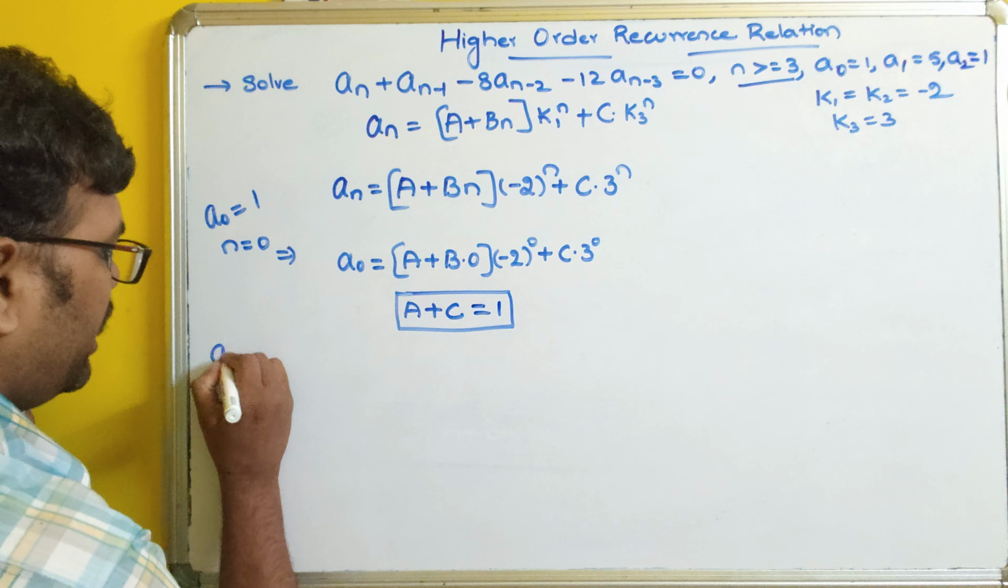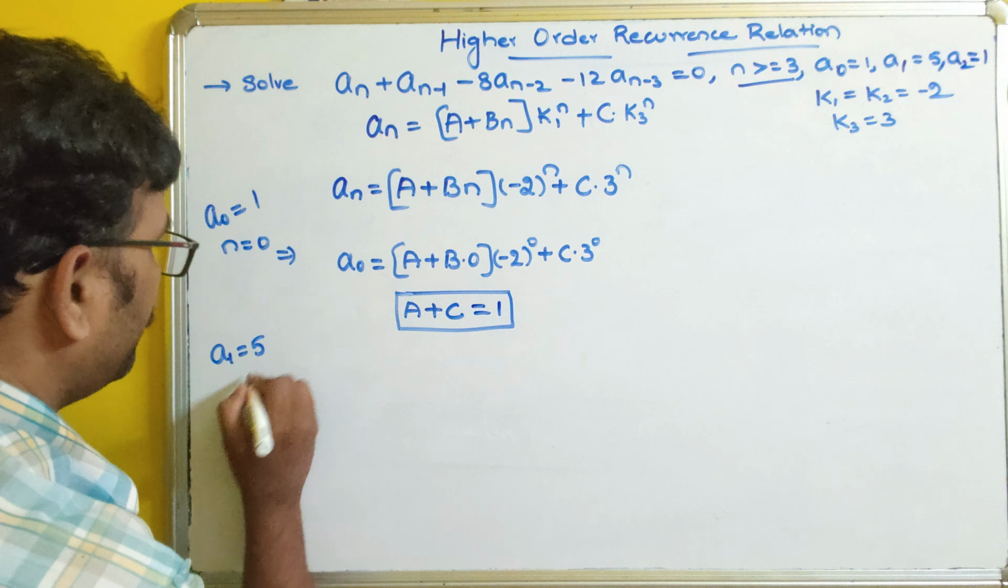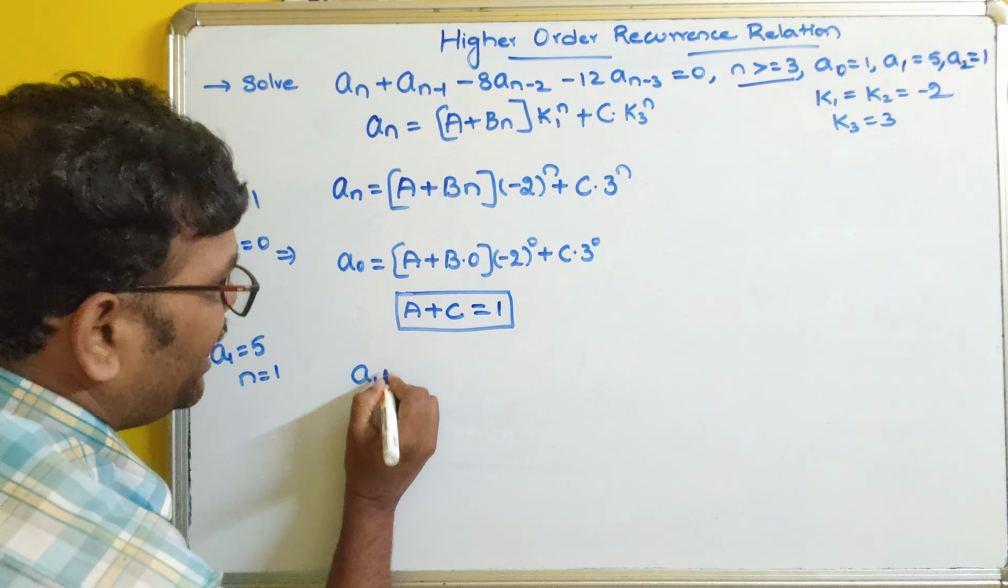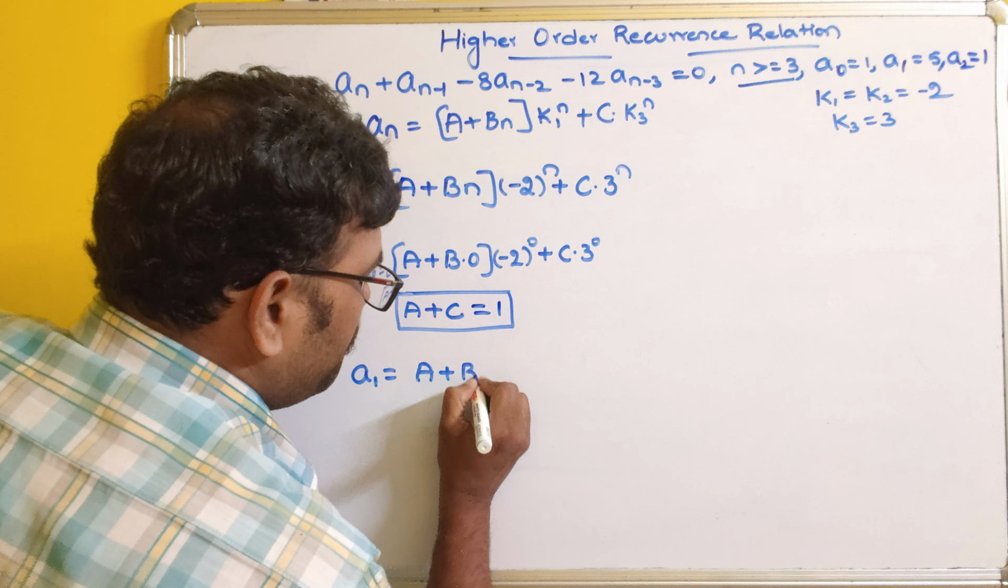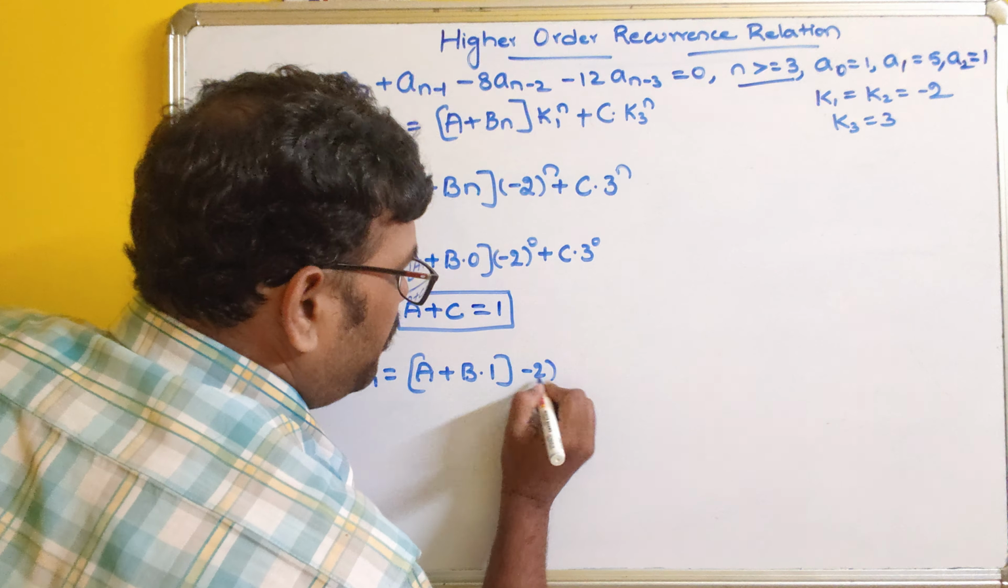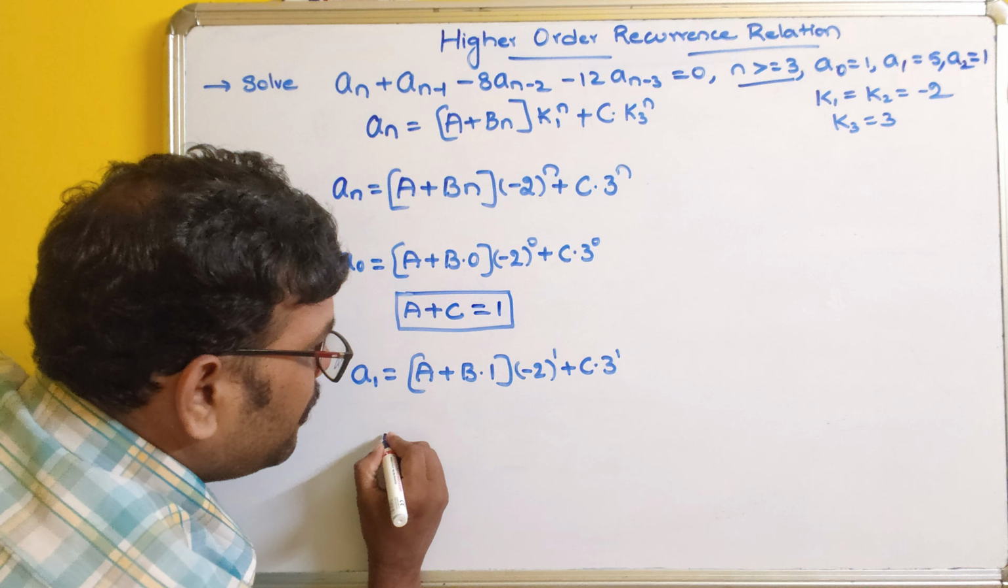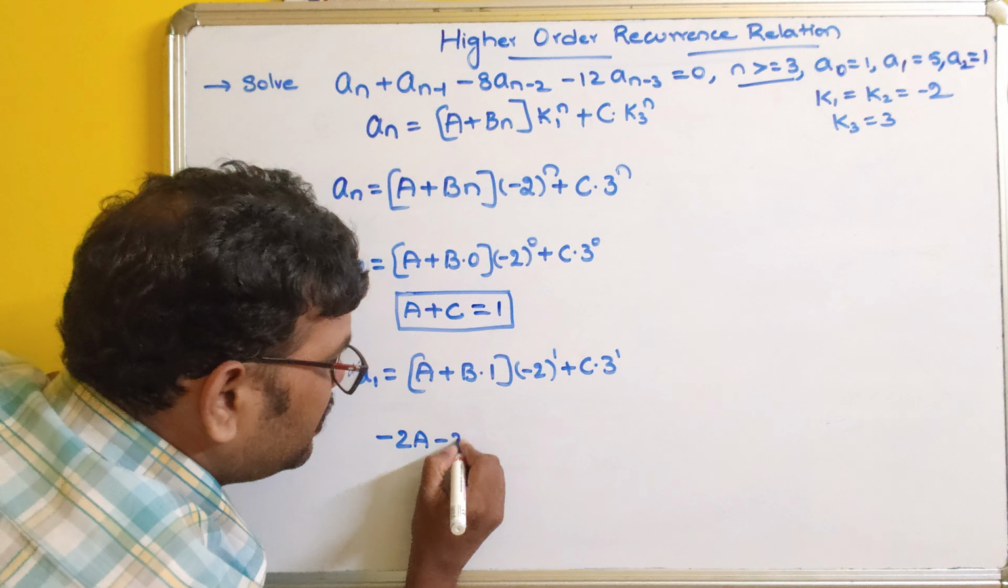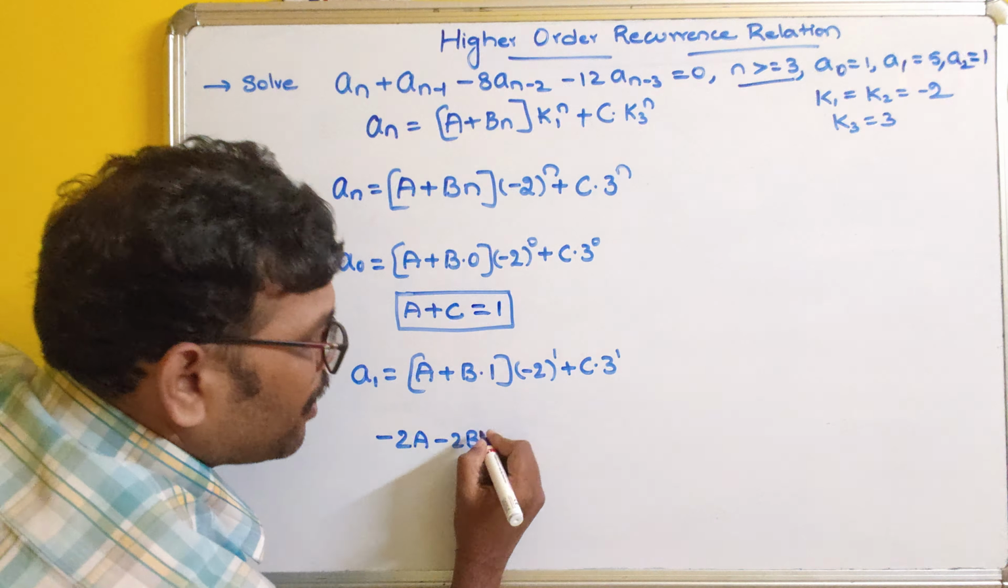Now let us take a1, what is the value? 5. So n is equal to 1. Now it becomes a1 is equal to a plus b into 1 into minus 2 power 1 plus c into 3 power 1. So I'll write the expression on the left side and the value of a1 on the right side. So a minus 2b plus 3c is equal to the a1 value. What is the a1 value? It's 5. So this is the value we are getting.